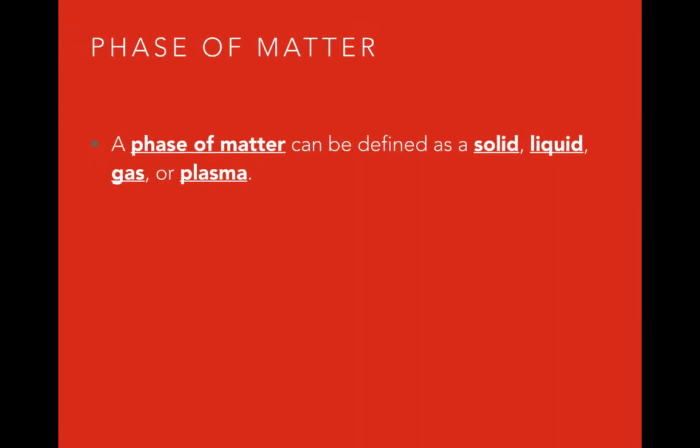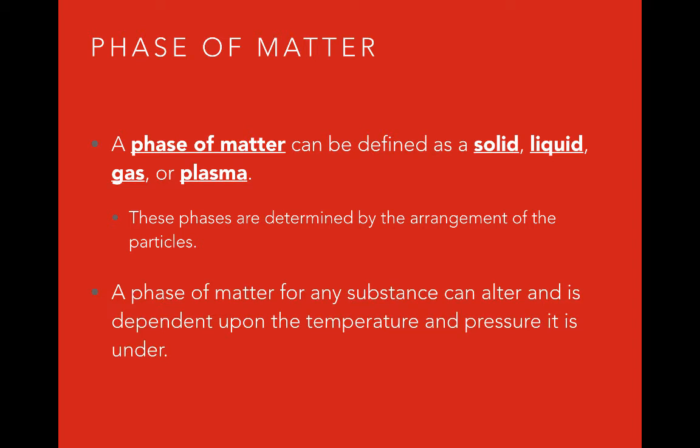A state of matter or a phase of matter can be defined as a solid, liquid, gas, or even plasma. Plasma is the fourth phase, but we will not be focusing on it very much this year. Any of the phases mentioned can be determined by the arrangement of particles. Temperature and pressure do affect the state of matter because the phases of a substance depend on it.